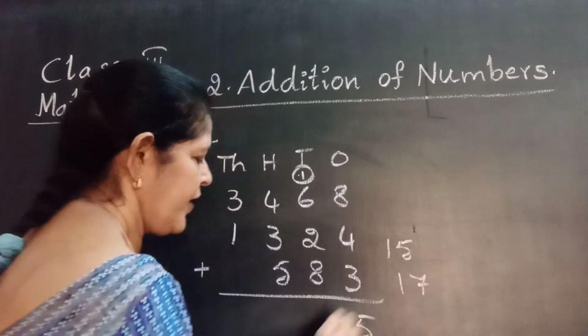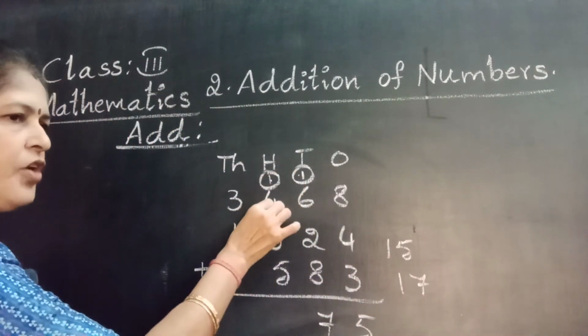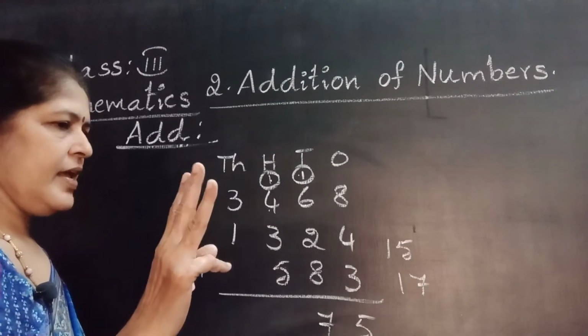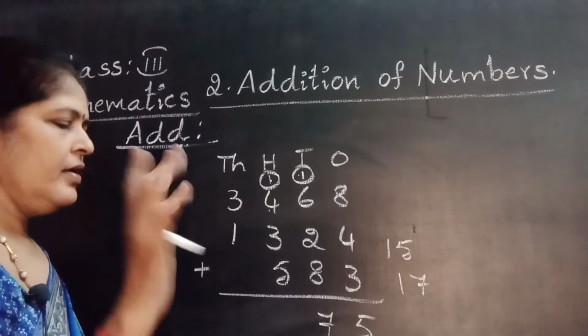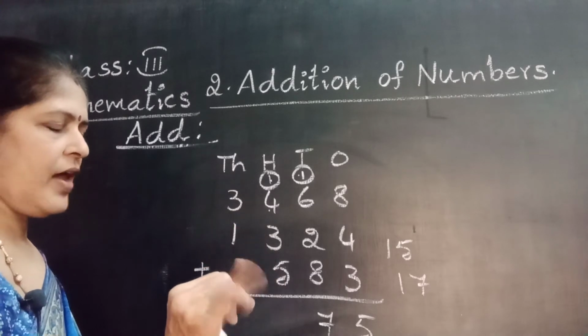Again regrouping. 7 right here. 1 carry forward. 1 plus 4, 5. 5 plus 3, 8. 8 in the mind. Take 5 fingers. 8 after 9, 10, 11, 12, 13.